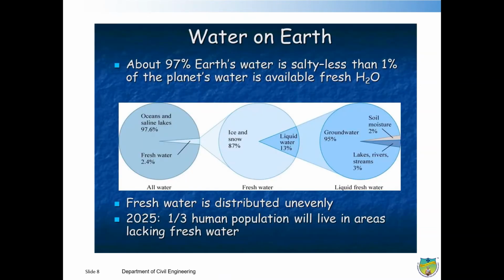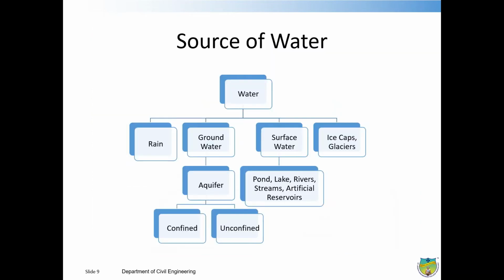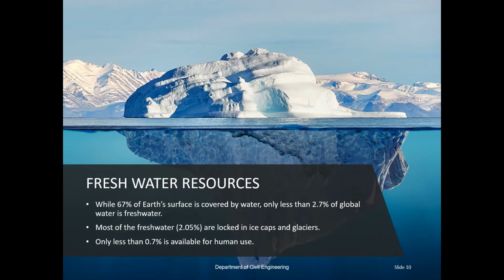About 97% of Earth's water is salty and less than 1% of planet's water is available as a fresh water. These are the sources of water. So the major sources for water is rain, groundwater, surface water and the glaciers and ice caps. Fresh water is a major source for the existence of human, and you can see that less than 1% is available for human use.